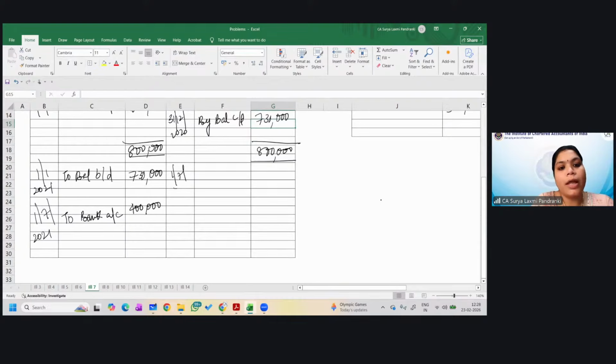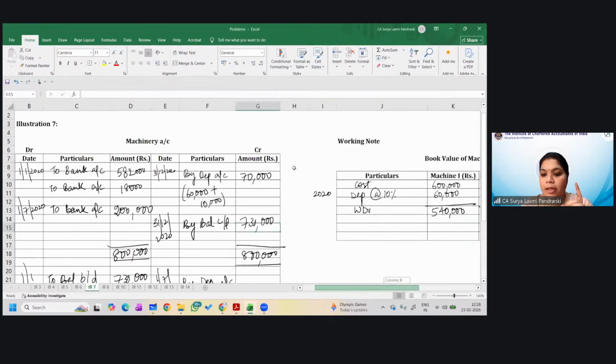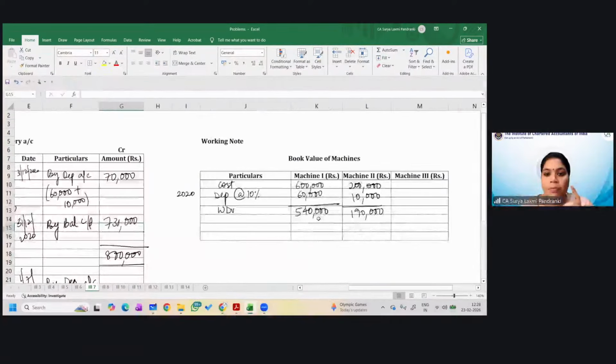On 1st July 2021, you will have to first provide depreciation. Okay, this depreciation will be provided for which machinery? The first machinery, whichever was obsolete. They told that machine one was obsolete, right? Here, if you see, this machine was obsolete. So for this machine, you will have to provide depreciation for 6 months. Why are we providing depreciation for 6 months? Because it was sold on 1st July.